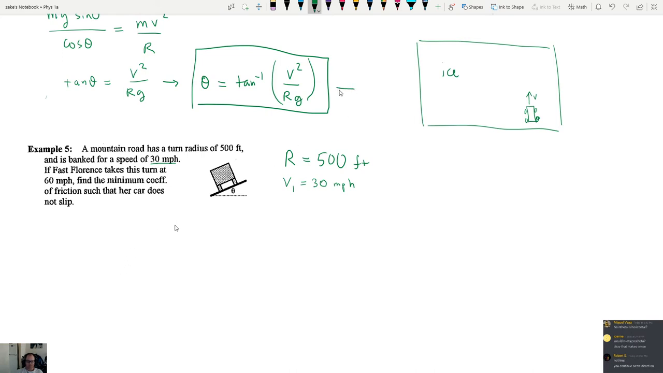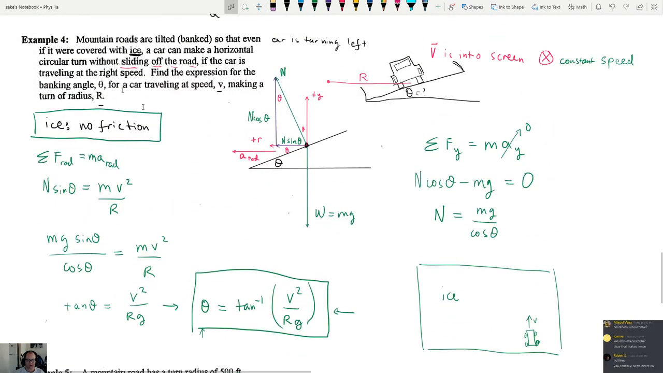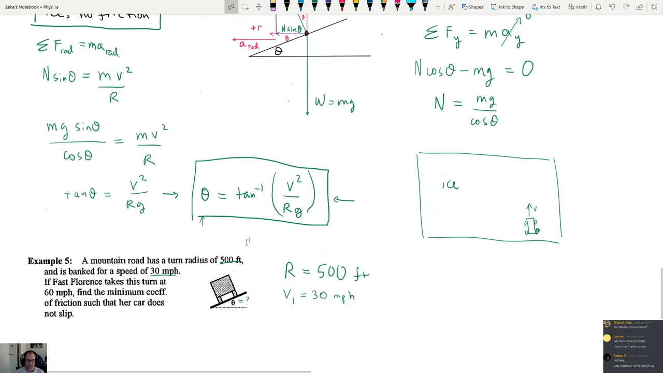Now, what we figured out in the last problem is that if I'm given a radius and a speed, I can figure out what the banking angle is, right? We're not actually given the angle in this problem, but technically, from the previous problem, we figured out that there's a direct connection between the radius of the turn and the banking angle. That's what this whole problem was about. So, let's solve for theta.